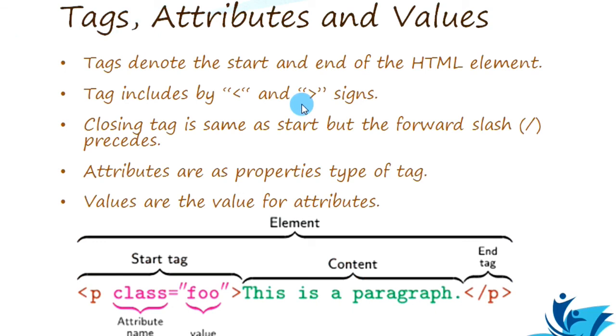Tags, attributes, and values. Tags denote the start and end of an HTML element. A tag is enclosed by the less than and the greater than signs. The closing tag is the same as the start tag, but a forward slash precedes it. Attributes are properties of a tag. Values are the values for those attributes. For example, in a P element, there is class, which is the attribute name, and the given FOO4 is the value for that class.